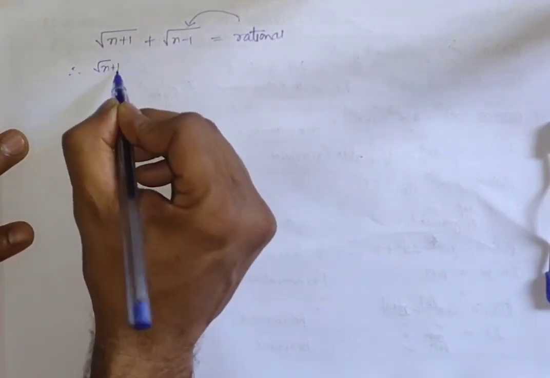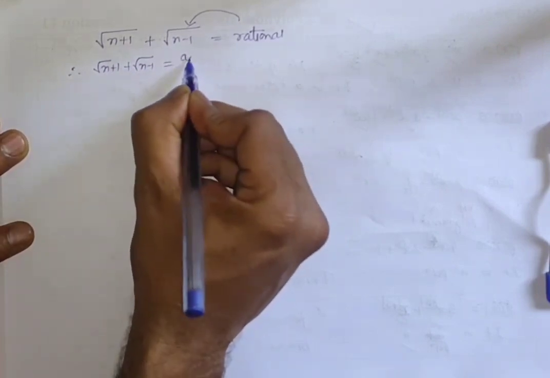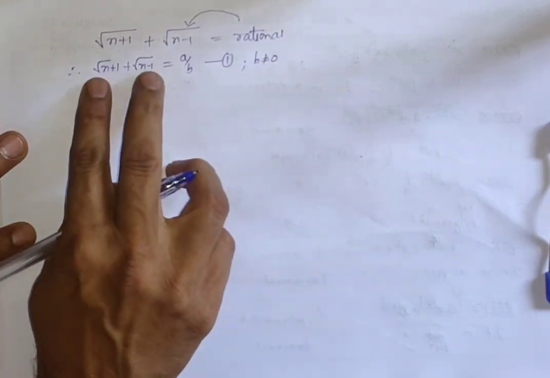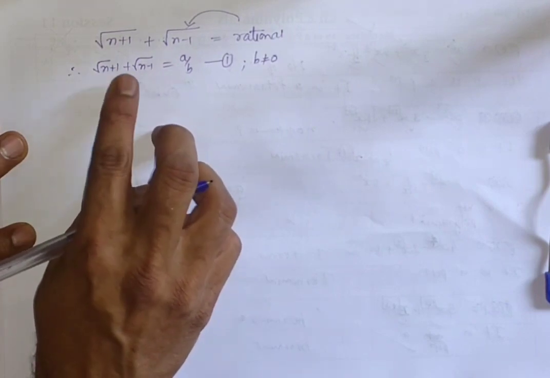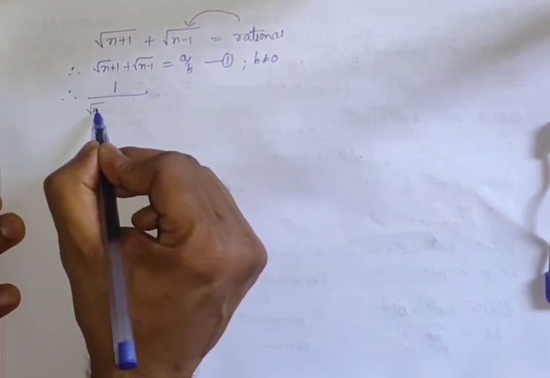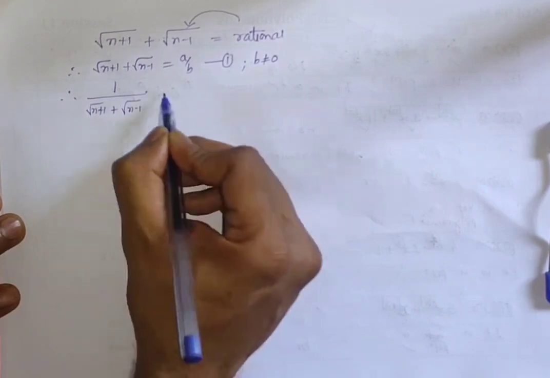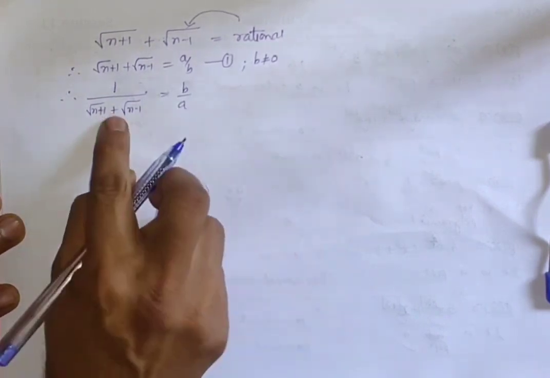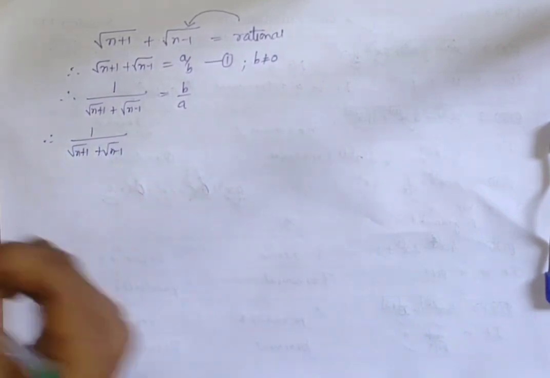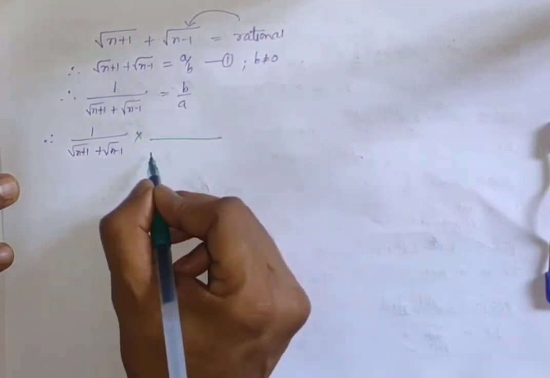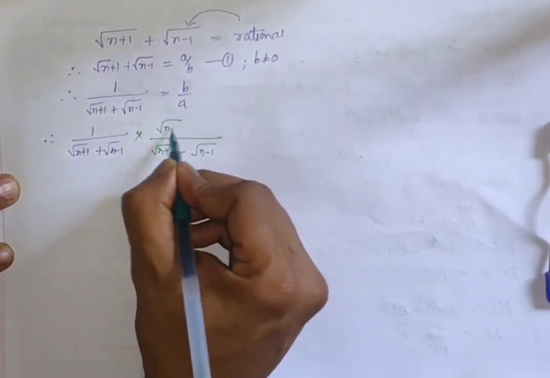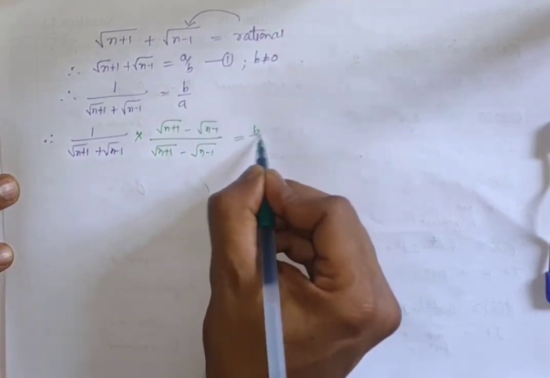Alright, hum log le rahe. So that is root n plus 1 plus root n minus 1 is a upon b. Isko result 1 kehte hai, where b is not equal to 0. Ab mere paas iski value hai, this plus this. Ab this minus this ki chahiye. Uske liye main invertendo, inverse kar raha hoon. 1 upon root n plus 1 plus root n minus 1 is b upon a. Alright, now rationalizing factor. Multiply and divide kijiye. A plus b, so a minus b form aapko lena hai: root n plus 1 minus root n minus 1. That is b upon a.